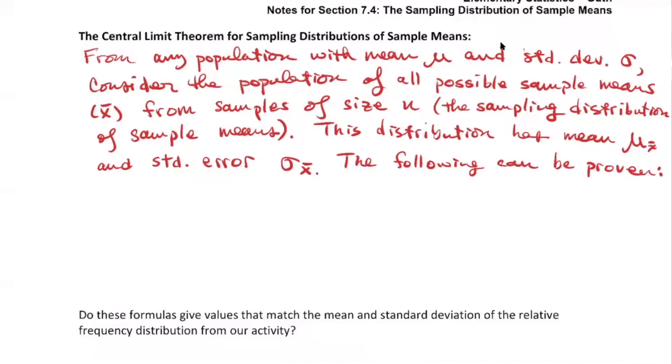The first thing, that's the hard thing, is that the distribution of sample means approaches normality with increasing sample size. And the rule is it needs to be bigger than 30, or your population has to be normal. So let's say the distribution of sample means, we say normal, but we only ever mean approximately normal.